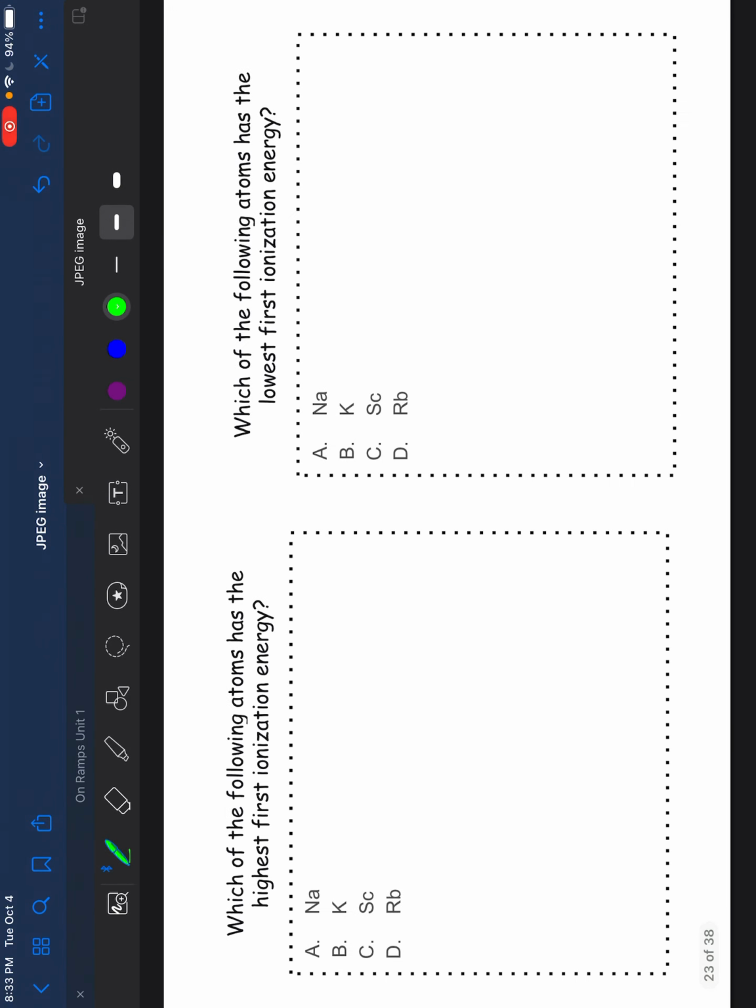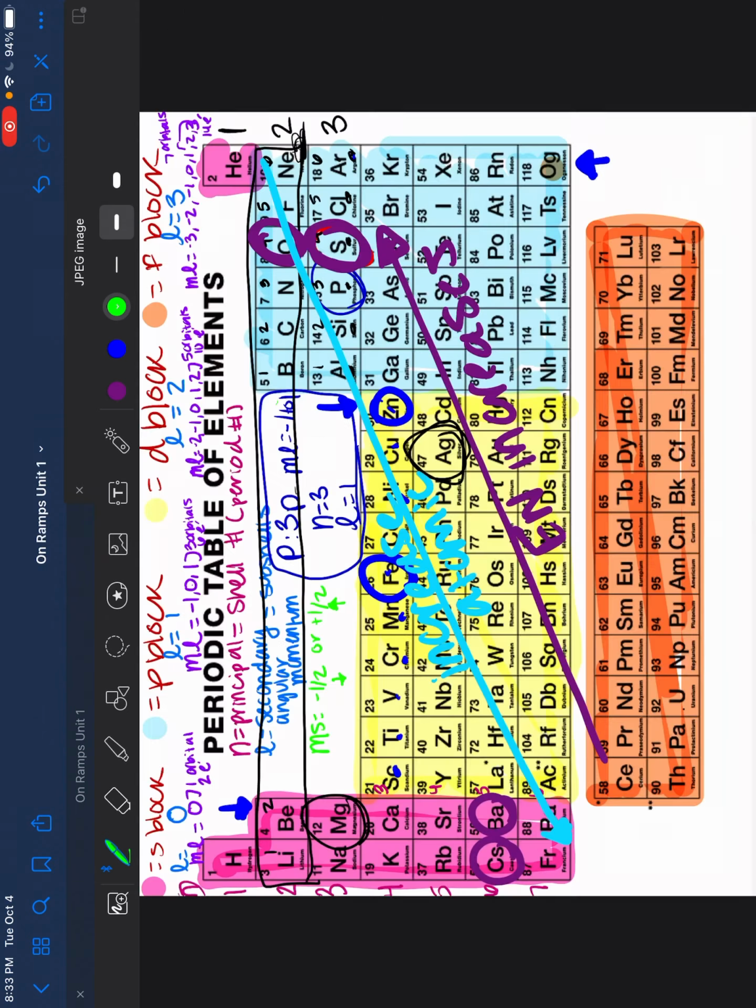So which of the following atoms has the highest first ionization energy? So we have sodium, potassium, scandium, and rubidium. Sodium, potassium, where are those? One sec, guys. I don't know why, but I feel very, very blind right now.